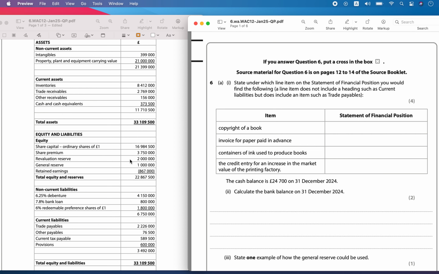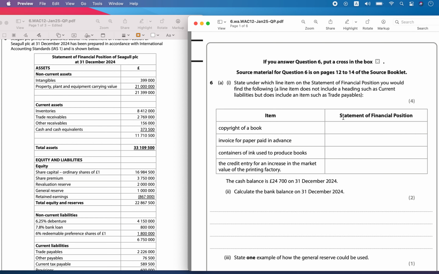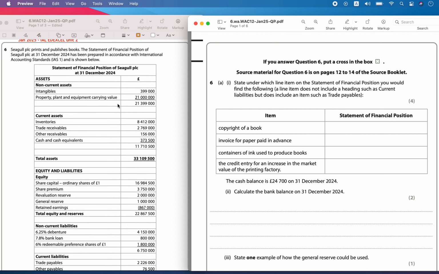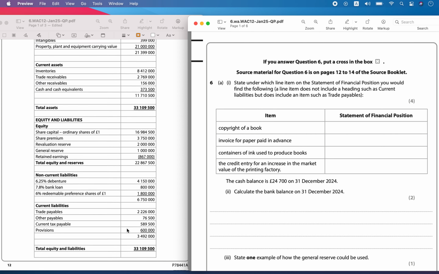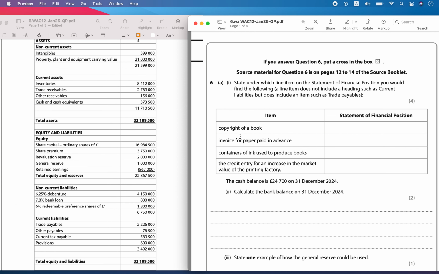Here we have been given the statement of financial position, so we should try to find under what item each of these comes under the financial statements. So Seagull is a company that prints and publishes books. It has some inventory, it has some plant and equipment. It has equity and liabilities, and non-current liabilities are also there. And then you are going to have some current liabilities. Okay, so these are the things that are given.